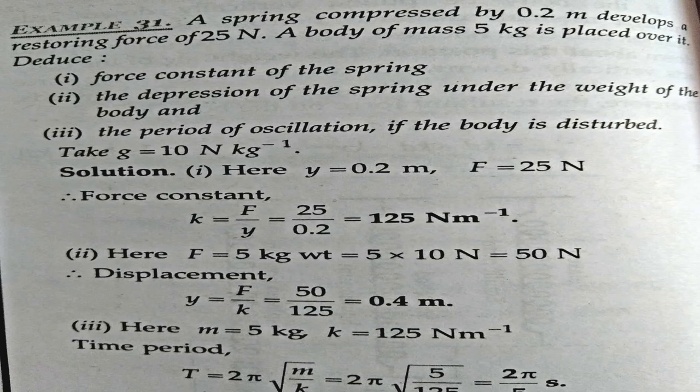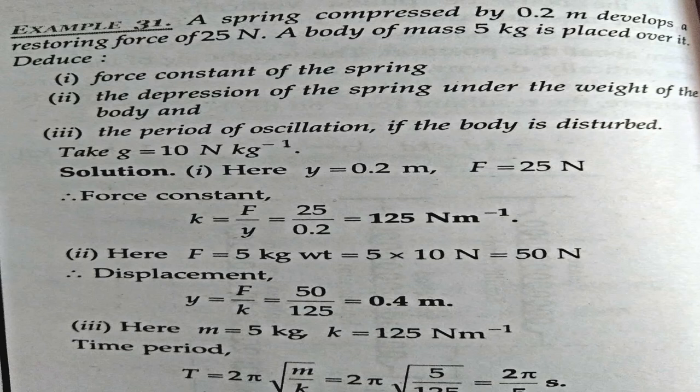So the force constant K is equal to F by y, since F is equal to Ky or Kx. So 25 by 0.2, which is equal to 125 Newton per meter. The mass is given as 5 kilograms, so the force can be written as mg, mass into acceleration due to gravity. So 5 into 10, which is equal to 50 Newton. In that case the displacement is F by K, so 50 divided by 125, 0.4 meter. The time period is 2 pi into root of m by K. Mass is given, spring constant is given, and using that we find the time period, which is equal to 2 pi by 5 seconds.